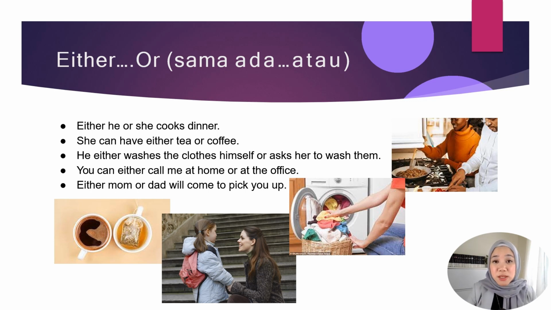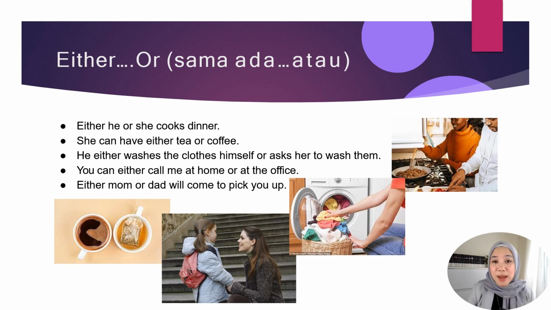He either washes the clothes himself or asks her to wash them. Dia sama ada basuh sendiri ataupun dia akan suruh wife dia basuhkan. You can either call me at home or at the office. You boleh call I sama ada dekat rumah ataupun dekat office.